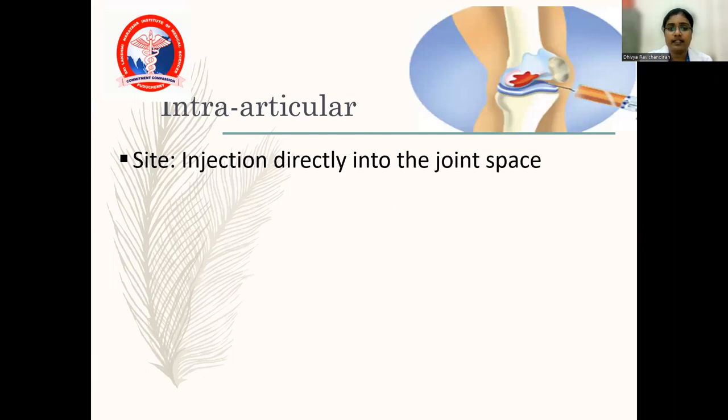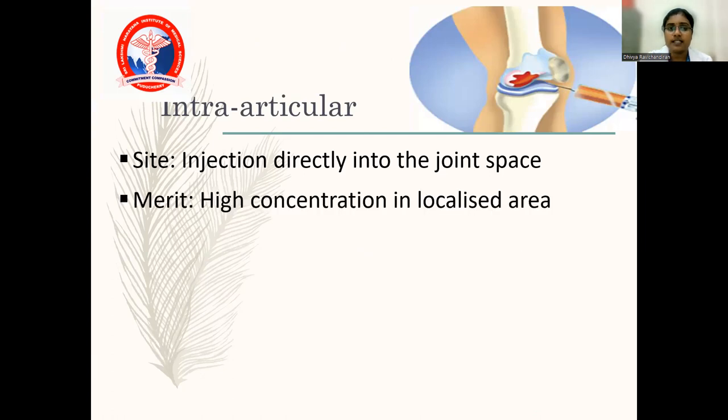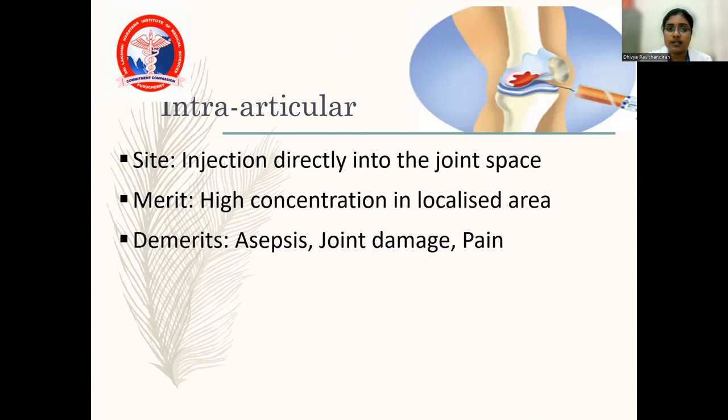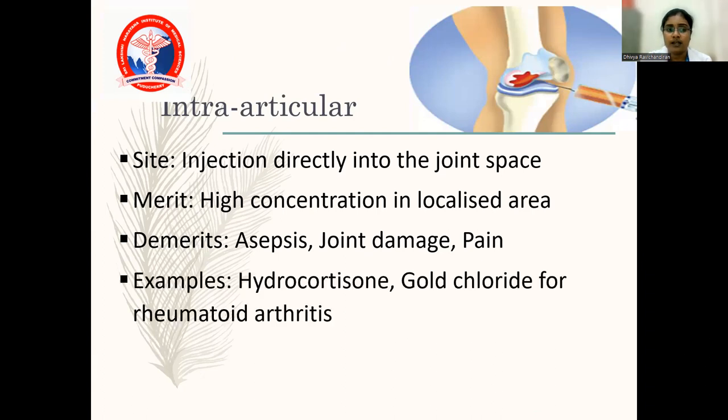Next is intra-articular. The injection is given directly into the joint space. Merit: a high concentration can be given in this localized area. Demerits: aseptic conditions should be strictly followed, and regular injections can cause joint damage and even pain. Examples: hydrocortisone, gold chloride for rheumatoid arthritis.